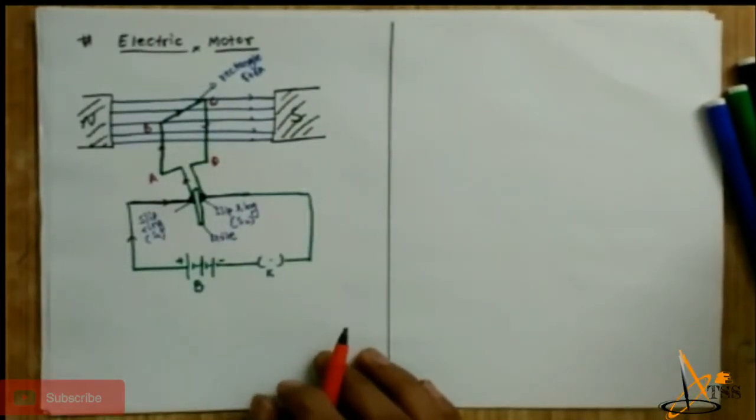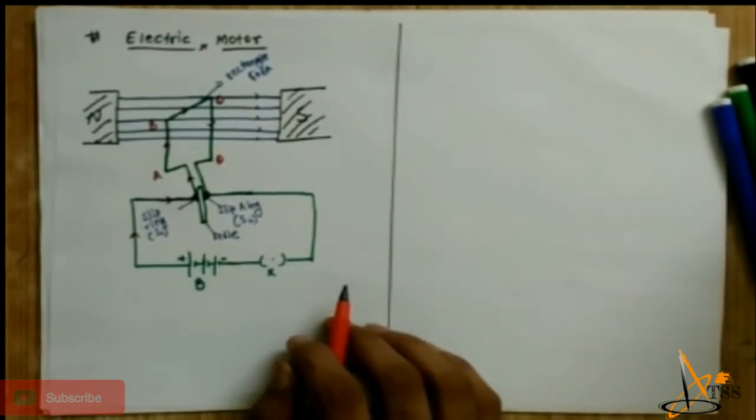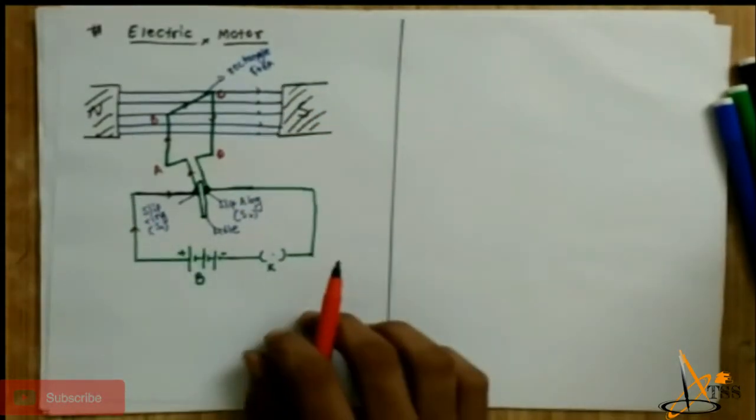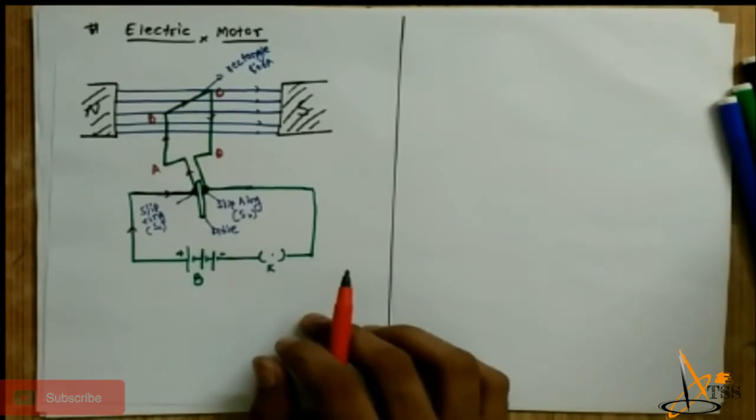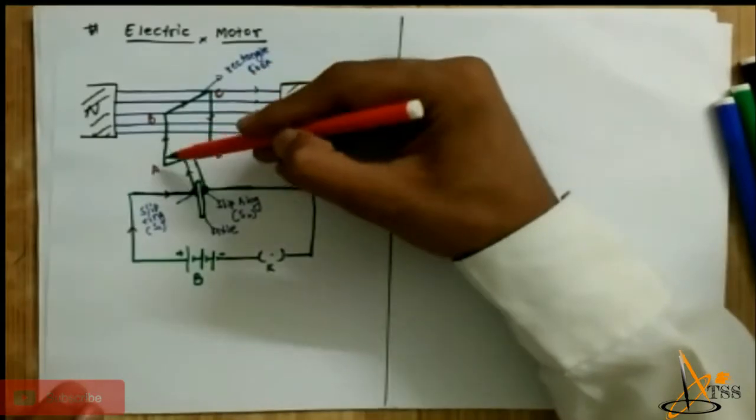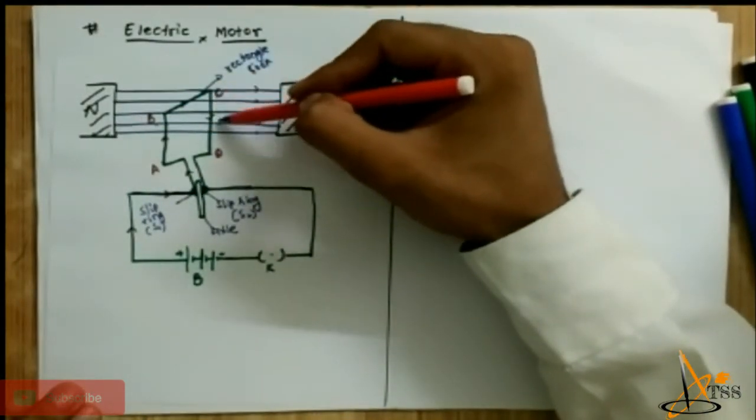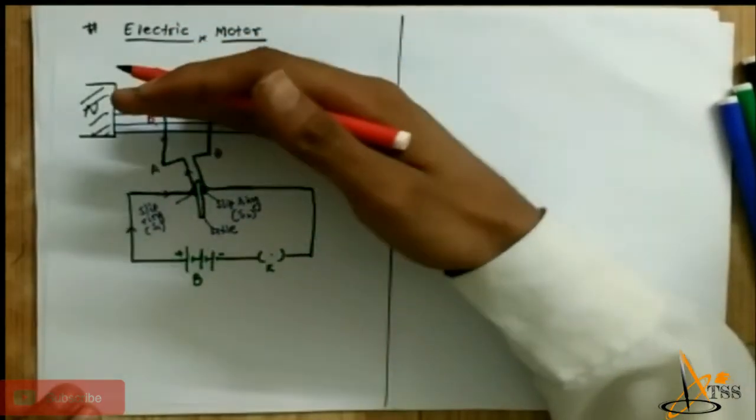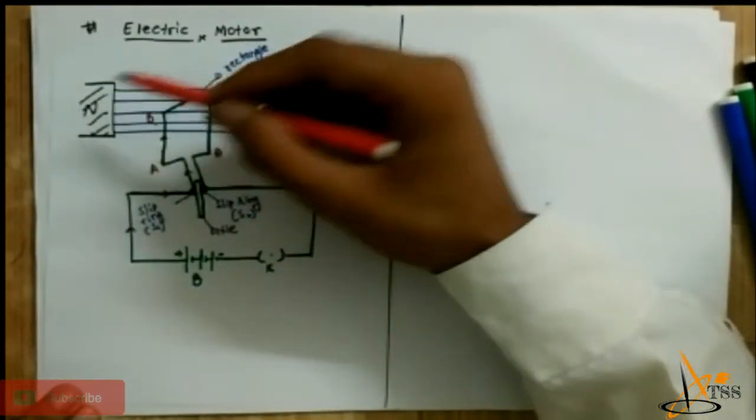Now let us put the concept of the force experienced by a current carrying conductor in an external magnetic field onto this, and understand the phenomenon of this electric motor. This is a current carrying conductor, and the current direction is from A to B, and here the current direction is from C to D. An external magnetic field is there because of the north and south poles, directed from the north to the south pole.